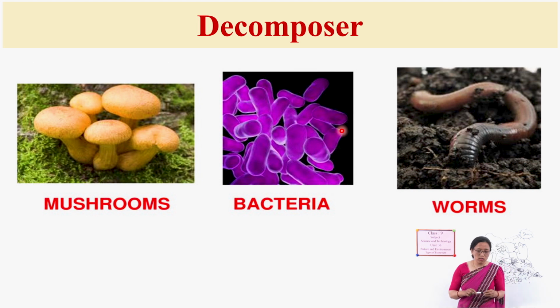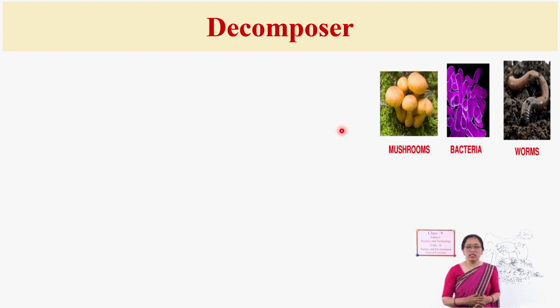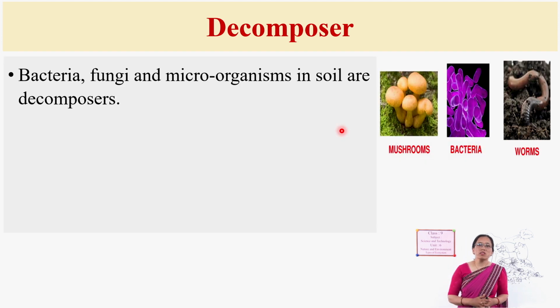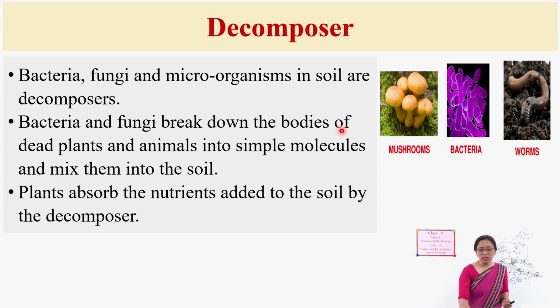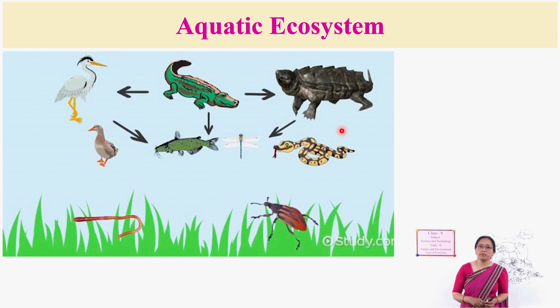Next, decomposers. What are the decomposers? Mushrooms, that means fungi, bacteria and worms which are present in the grassland are called decomposers of the grassland ecosystem. These fungi and bacteria decompose the dead bodies of plants and animals and mix them into the soil. Those humus or minerals which are in the simple form are again consumed by the plants. In this way the cycle goes on.